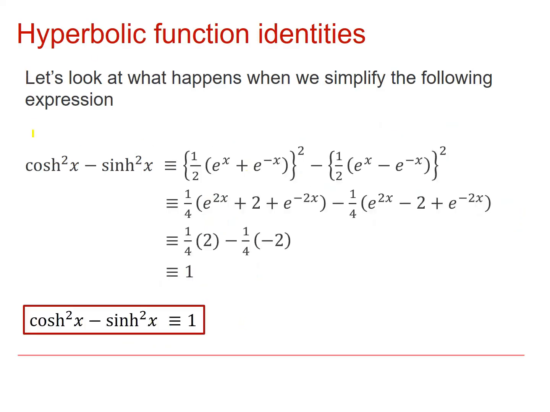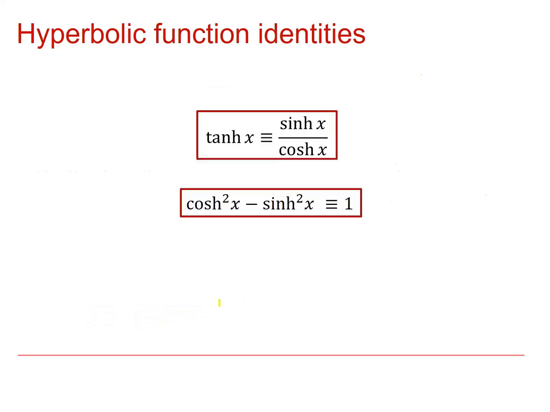There's that worked through for you, and you can see we come down to this identity, and we will use this identity a lot, just as we do with cos squared plus sin squared. So the two key identities for us, tanh x is sinh x over cosh x, and cosh squared minus sinh squared is equal to 1.